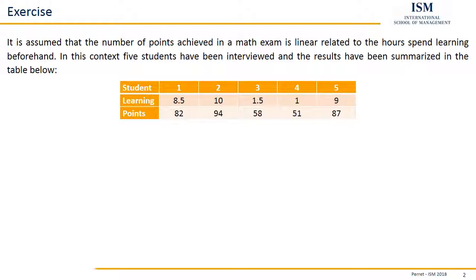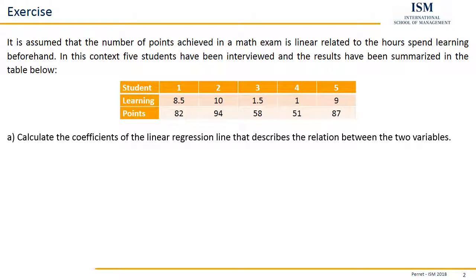What's the exercise about? It is assumed that the number of points achieved in a math exam is linearly related to the hours spent learning beforehand. In this context, 5 students have been interviewed and the results have been summarized in the table below. What's to do with the information?